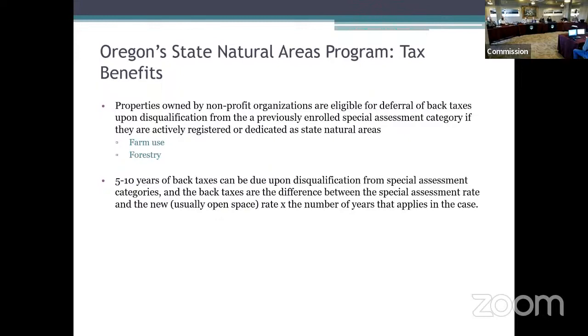In certain cases, that can be quite a lot of money, and NGOs like land trusts like to use this tax benefit to make it easier to manage that land. Yeah. So just a point of information, a couple of things. When the ratio from spatial assessment to normal is about 10 to 1, it is significant. Is the first thing.